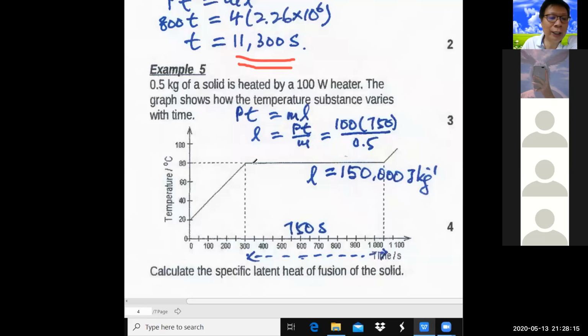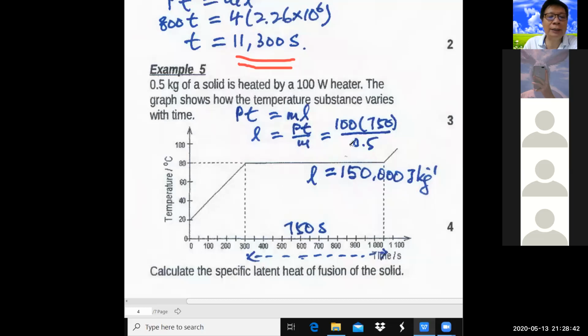So we only take the time for this part, because only this part has no change in temperature, which involves latent heat. Remember, if you are given a graph to find latent heat, you must only choose the section of the graph that doesn't involve change in temperature. These are tips, the trick is like that. Only use this part, so 750 seconds.